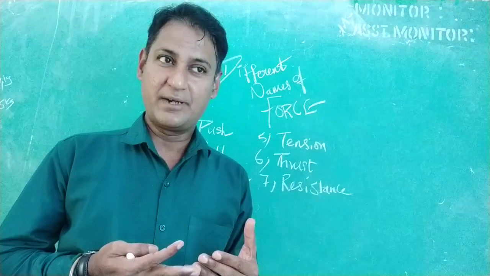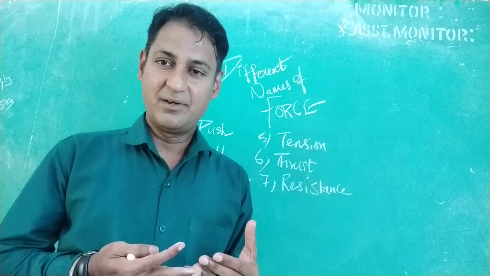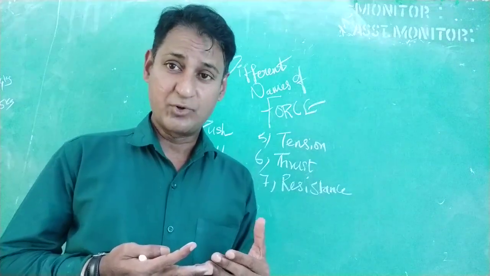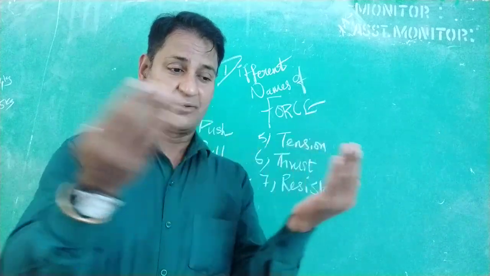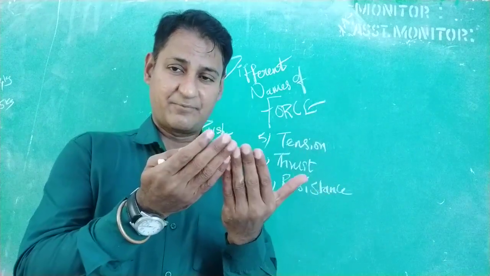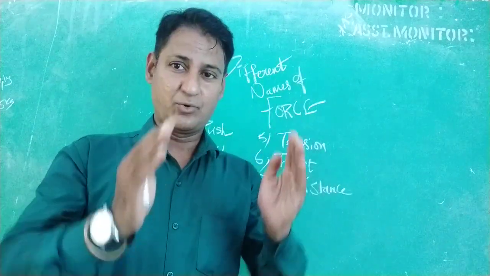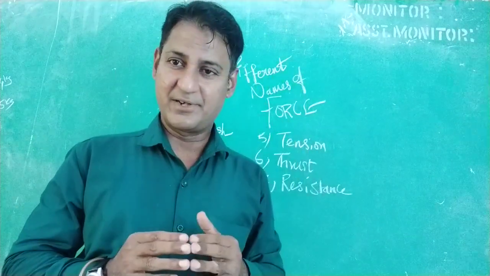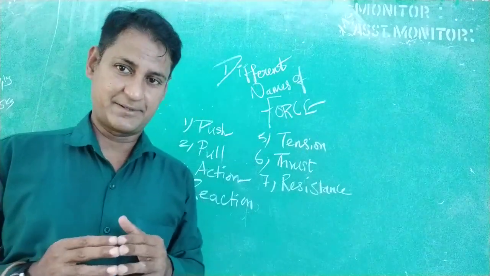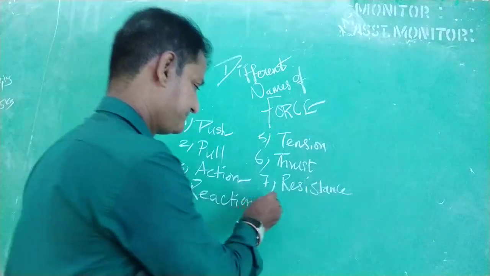Right? So in a flight or in any vehicle, to avoid this air resistance, they construct the flight and rocket in a cone shape or a curved shape, right? To avoid that resistance.